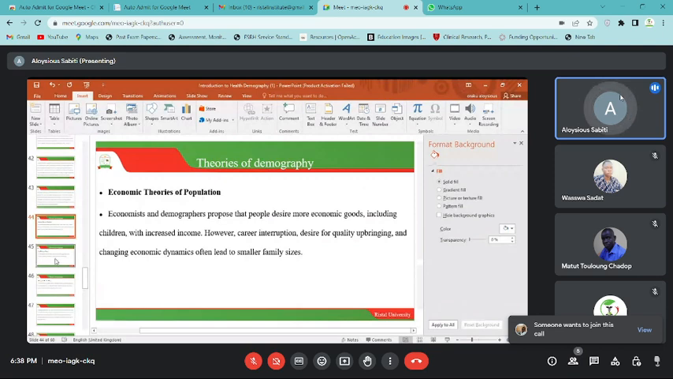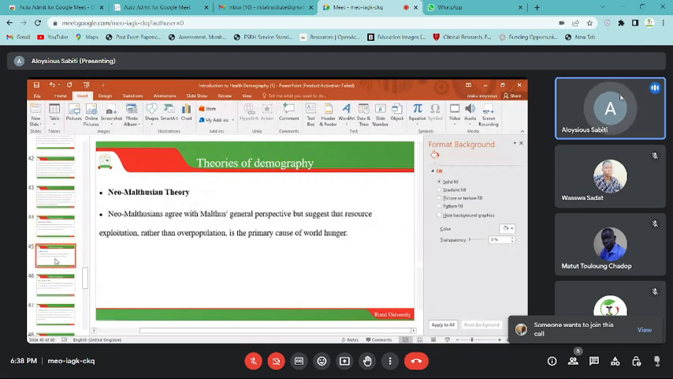Then another theory we would want to look at is the neo-Malthusian theory. That is a new set of ideas or perspective that comes from the Malthusian theory. That's why it's called the new Malthusian theory. These theorists agree with Malthus's general perspective, but they only suggest that resource exploitation rather than overpopulation is the primary cause of world hunger.